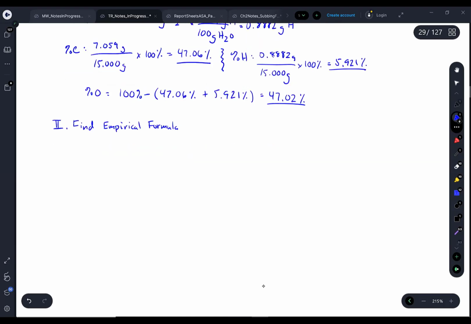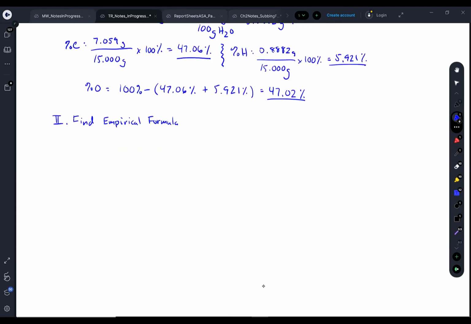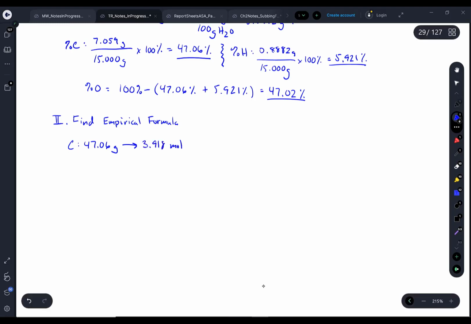So that's, I think, the first thing we did today, right? So we're going to assume that we have 100 grams of this compound. So if I do, that means I have 47.06 grams of carbon. So 47.06 divided by 12.01, the atomic weight of carbon, is 3.918 moles.